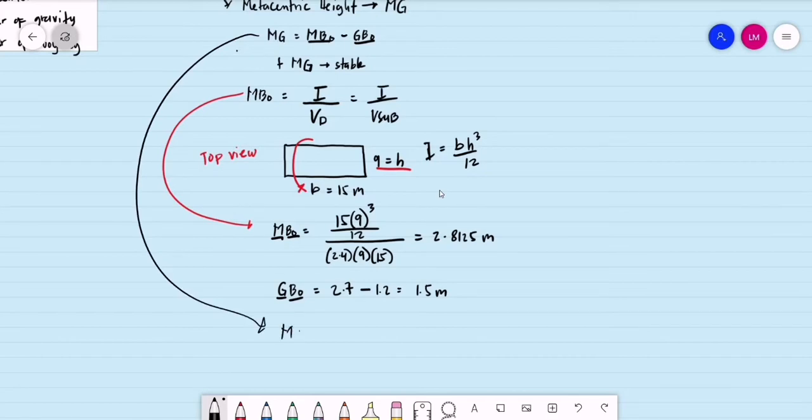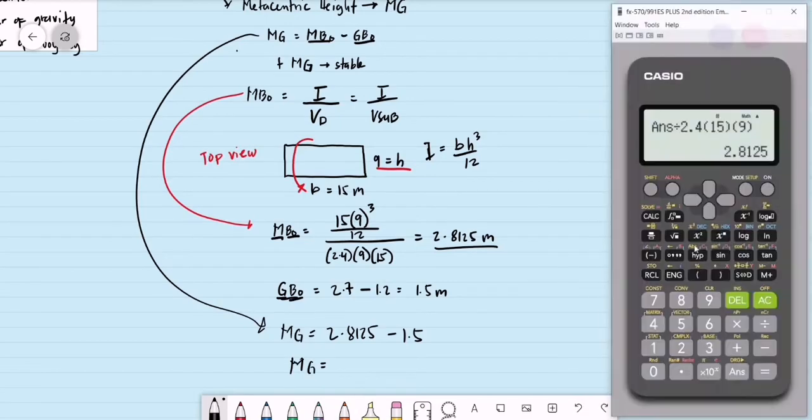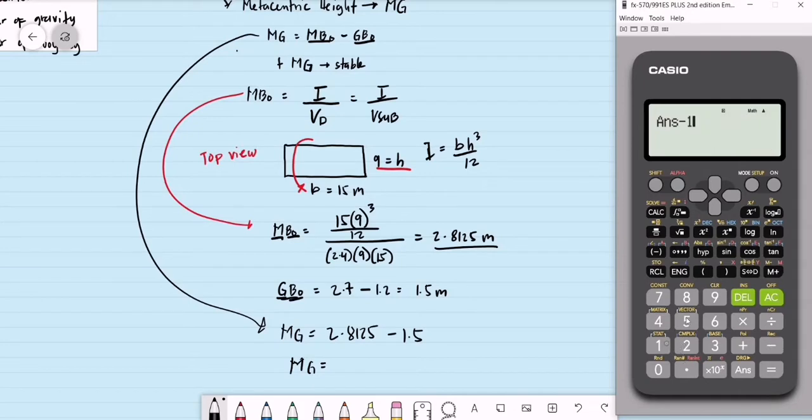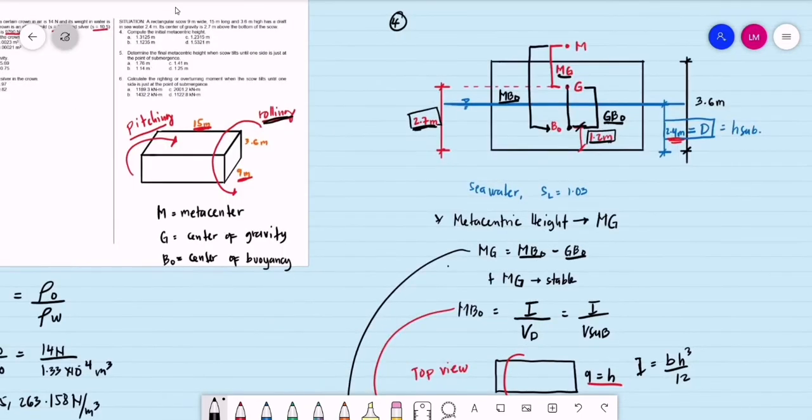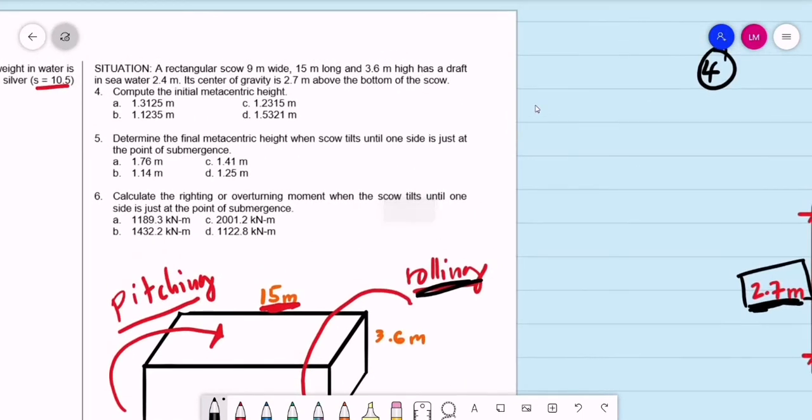Ito yan. So, we have MG is equal to, ano yung ating MB sub O? Na-compute natin siya as 2.8125 minus GB sub O, ang GB sub O ay 1.5 meters. So, metacentric height, MG, is now equal to 2.8125 minus 1.5. Okay, so meron tayong value dito na 1.3125 meters. Okay, ito na yung sagot natin sa question number 4. Check natin sa choices. 1.3125, that will be letter A.